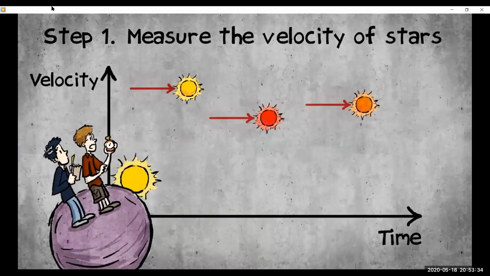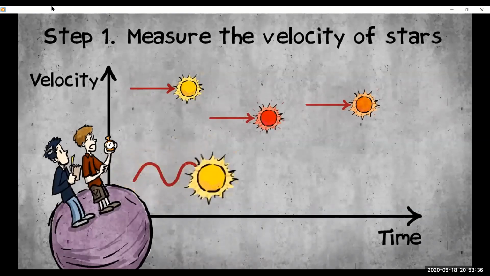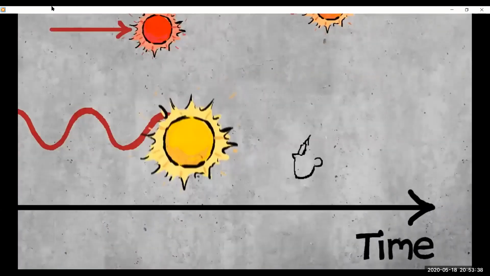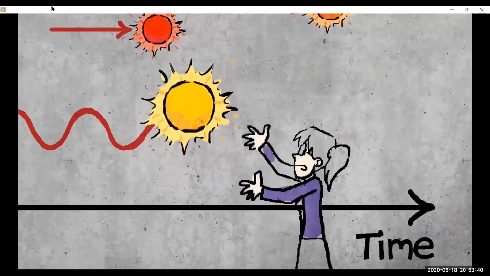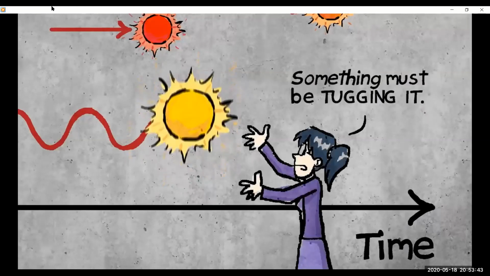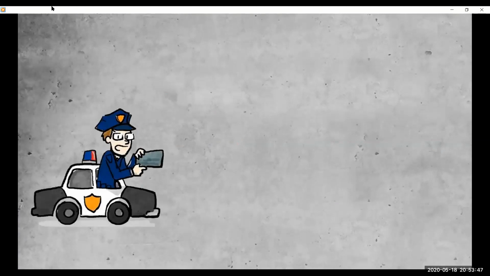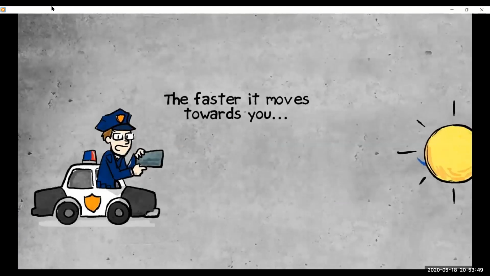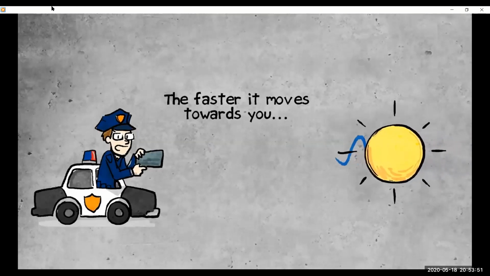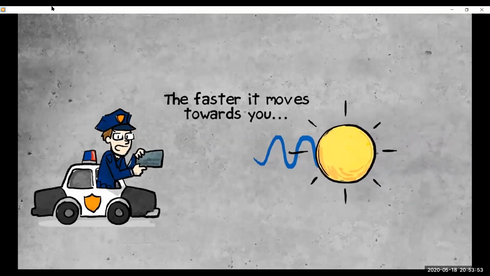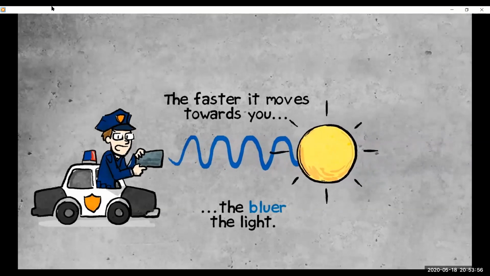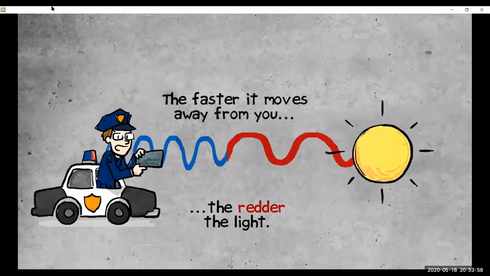But if you see a star with a velocity, it's changing and it maps out a nice sine curve. And then you ask the question, well, what do you know about physics that could possibly be making it move? Well, something must be tugging it. It's the same way that you can tell how fast a car is moving or a train by its sound. The faster the star is moving towards you, the closer together the wavefronts would be, and the higher frequency or the bluer the light would appear. And then the faster it's moving away from you, the redder it appears.